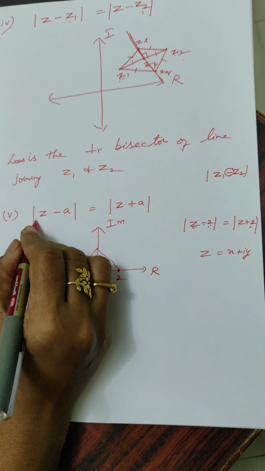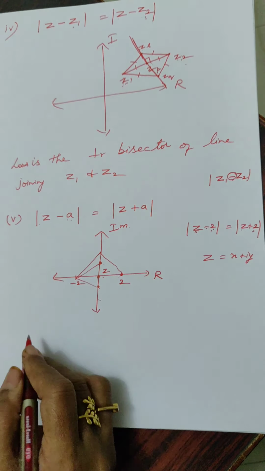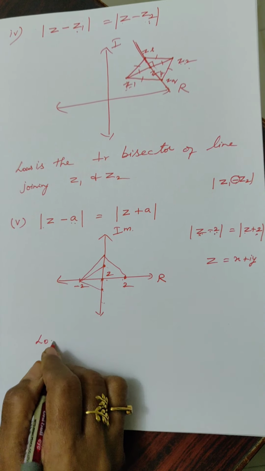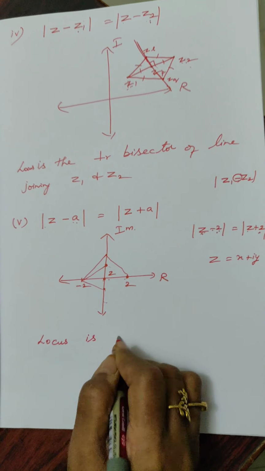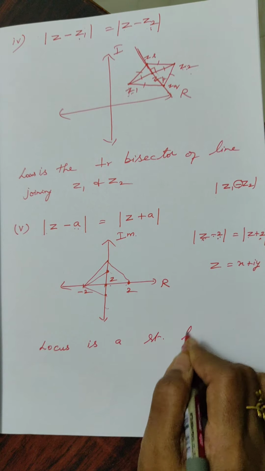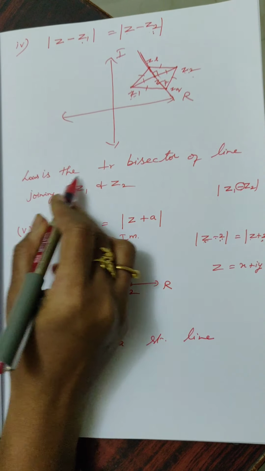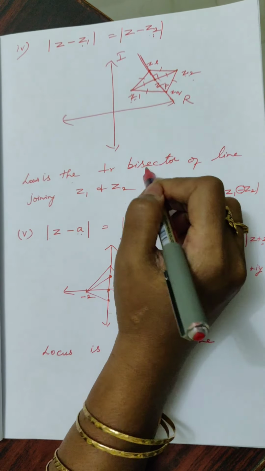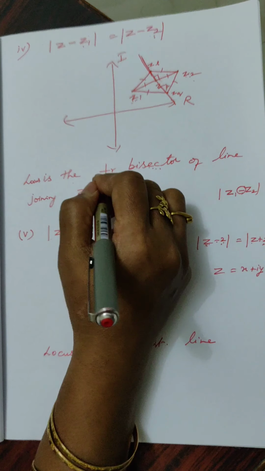So modulus of z minus a equal to modulus of z plus a. Then the locus is a straight line. Here also the locus is the perpendicular bisector of the line. A perpendicular bisector is also a line.